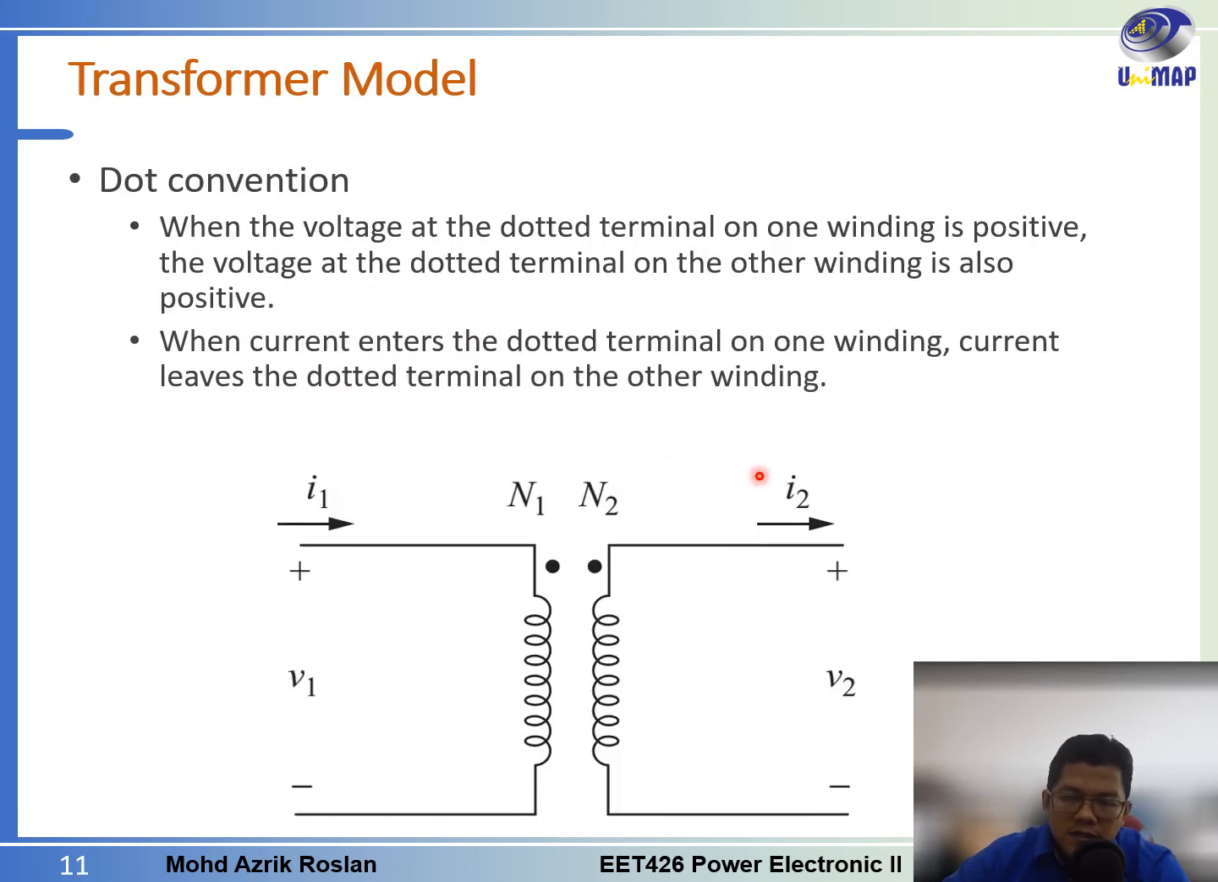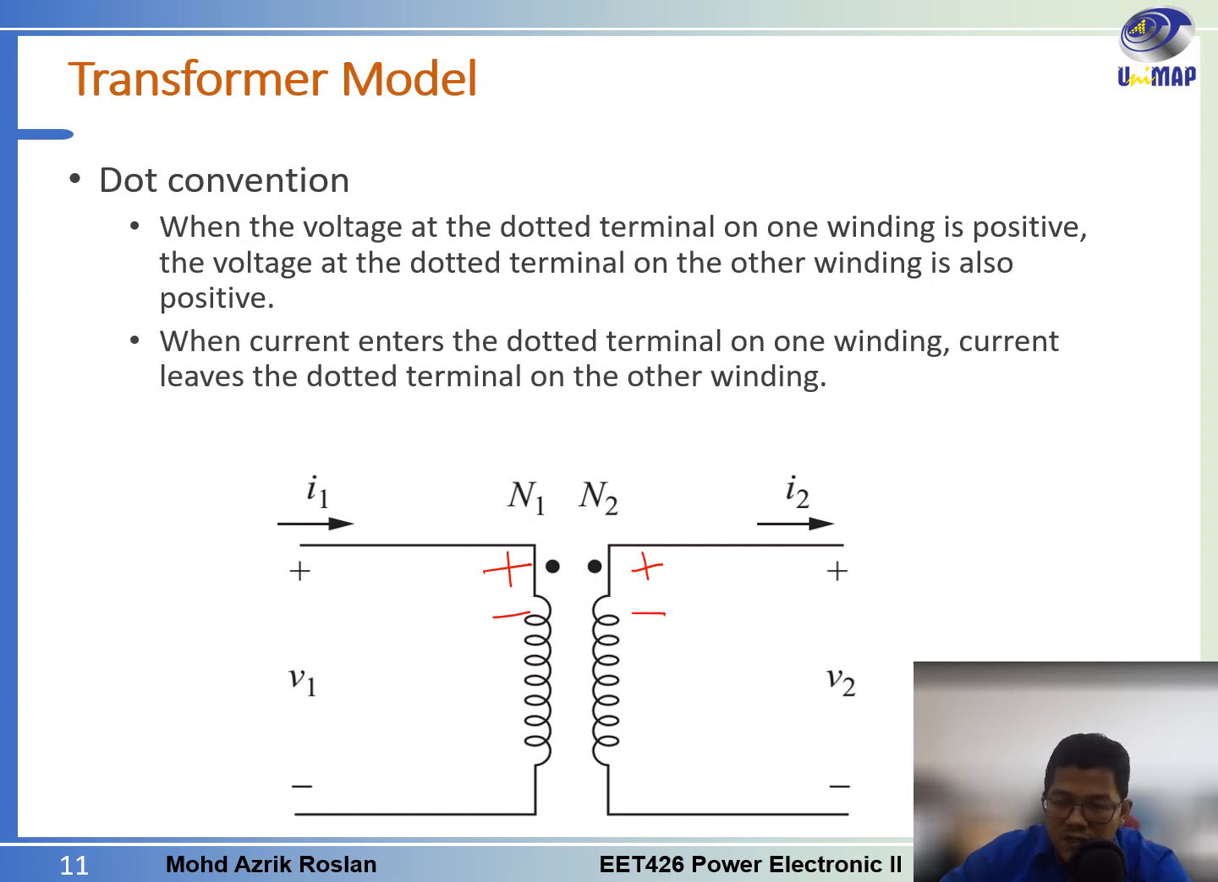And just to refresh also about the dot convention, when the voltage at the dotted terminal on one winding is positive, the voltage at the dotted terminal on the other winding is also positive. So what it means is, when the voltage here at the dotted side is positive, this one will also be positive. If the voltage is negative here, the voltage will be negative at this side. And another thing is, when the current enters the dotted terminal on one winding, the current leaves the dotted terminal on the other winding.